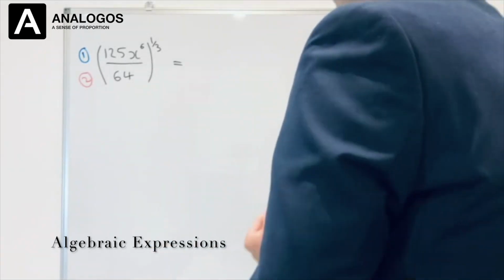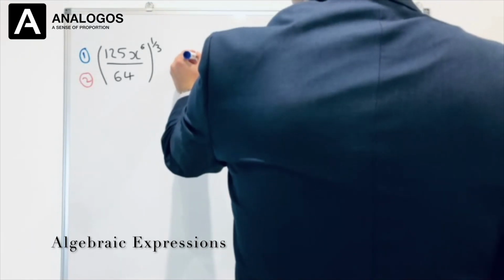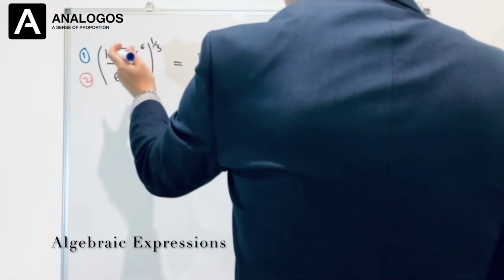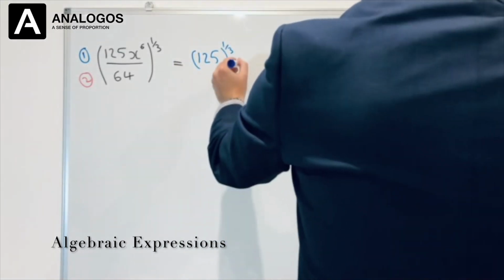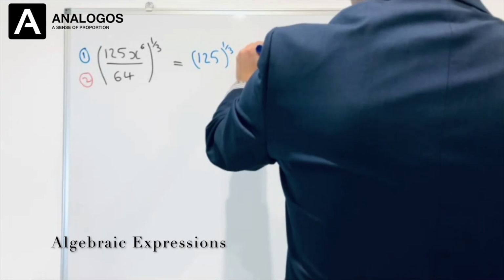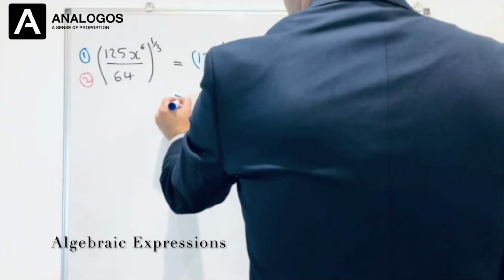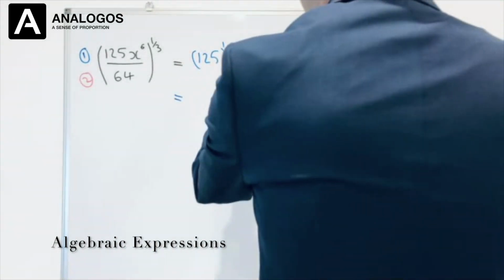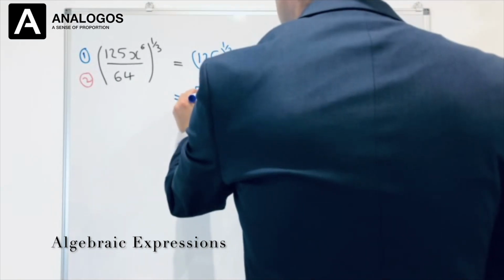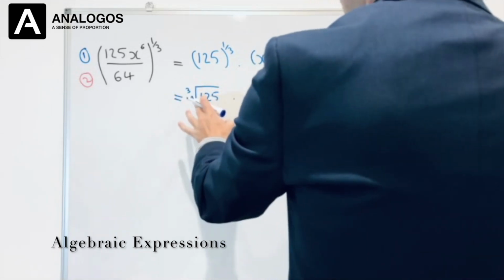So 125x to the power of 6 to the power of a third. Let's just deal with the numerator first. What you could do is split these two parts up separately as well. So you could say 125 to the power of a third multiplied by x to the power of 6 to the power of a third. Using your calculator, or not, you don't necessarily need the calculator for this. You should know that 125 to the power of a third is the same as the cube root of 125, and you should know that that's 5.